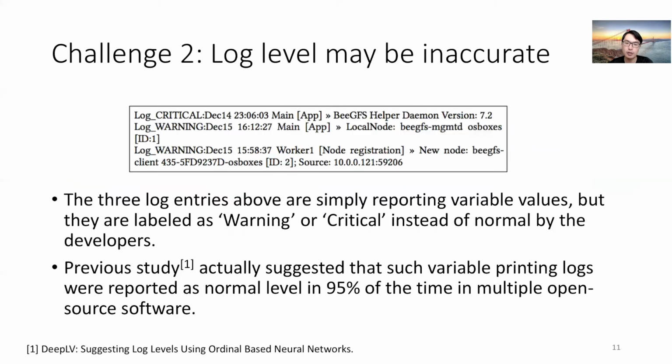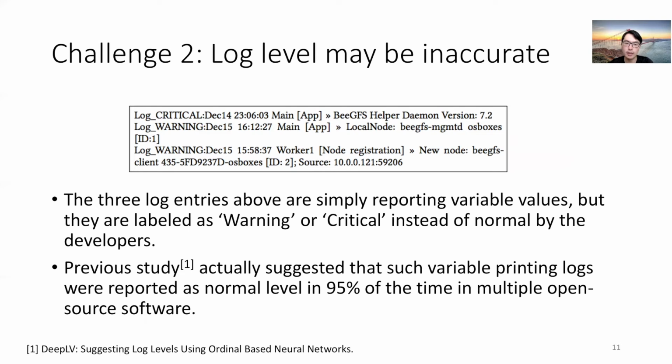The second challenge is that the log level may be inaccurate. The log snippets are from BeeGFS. We can see the 3 log entries above are simply reporting variable values, but they are labeled as warning or critical instead of normal by developers. And a previous study actually suggested that such variable printing logs were reported as normal level 95% of the time in multiple open source software.